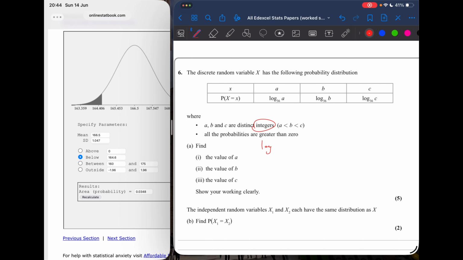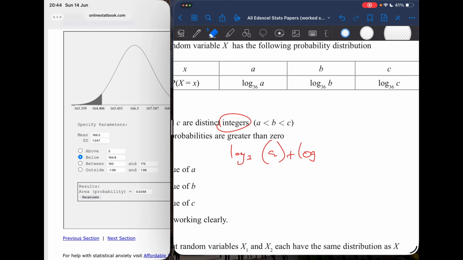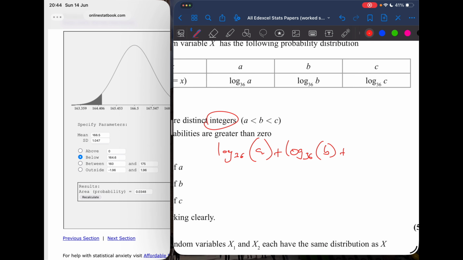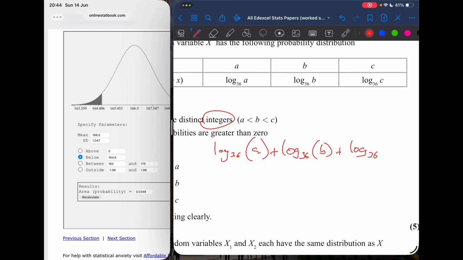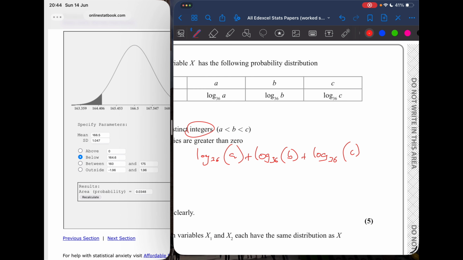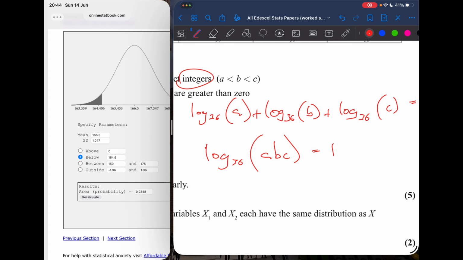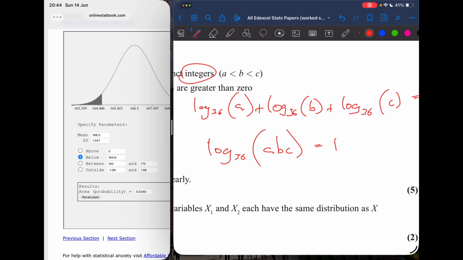So log base 36 of A plus log base 36 of B plus log base 36 of C should equal 1. Not good with the numbers, me. We have a sum of logs. A sum of logs is a log of a product, log of A times B times C equals 1. Lovely, this is good. Log rules then. Let's raise both sides to the power 36. So A times B times C is 36.